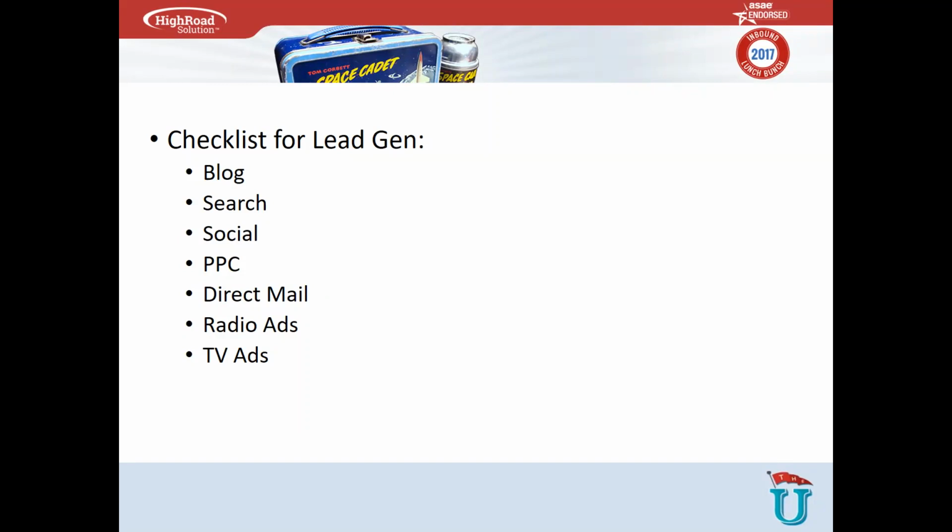So the checklist for lead gen goes on and on, but it could be blogs and searches and social media and pay-per-click campaigns, whether that's AdWords or Bing or you name it. Direct mail is still a big one. You can buy direct mail lists and mail them. It's on the rise, increasingly popular. What about radio ads, TV ads, billboards?